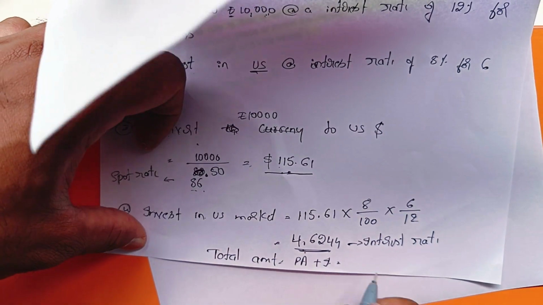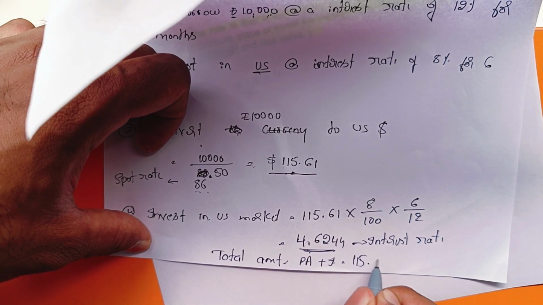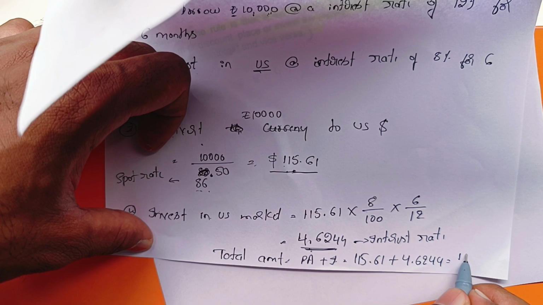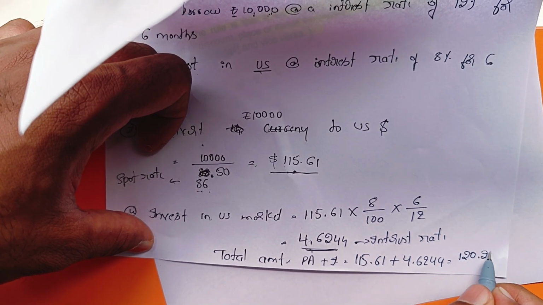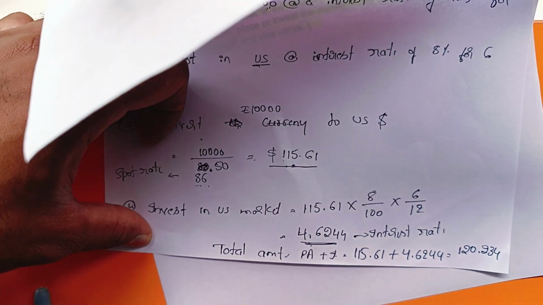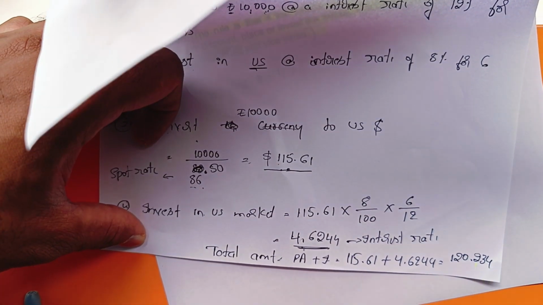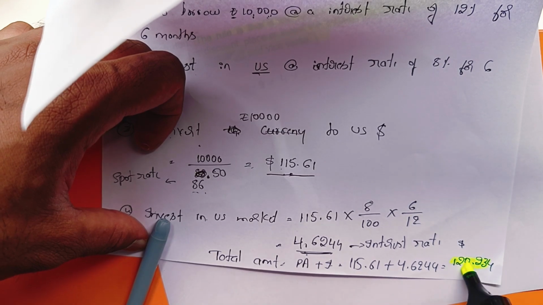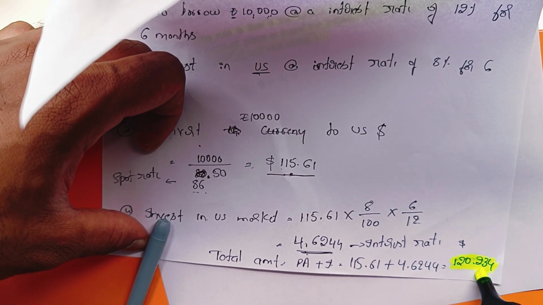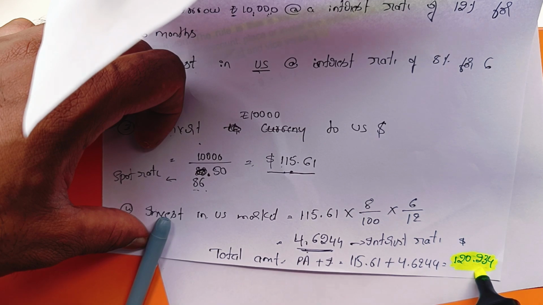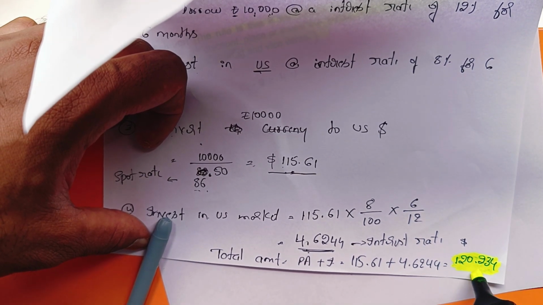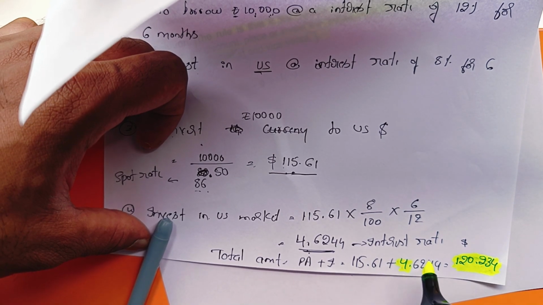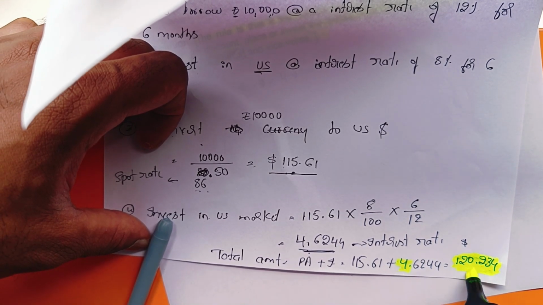4.6244. 115.61 plus 4.6244 equals 120.234, you can take. So this is in the form of dollar. This amount is nothing but the total amount. Total amount of what? He is investing in the US market and he is going to get some interest. This is the interest rate he is going to get, and the total amount will be $120.